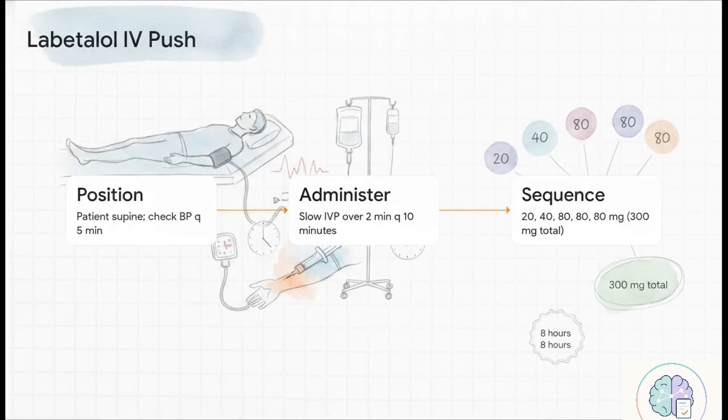Okay, let's dive into this highly specific labetalol IV push sequence. You really can't just push this randomly. First, the patient must be supine, and you need to check their blood pressure every 5 minutes. You administer each dose as a slow IV push over 2 minutes, spaced every 10 minutes. The sequence itself is rigid. You give 20 milligrams, then 40, then 80, then 80, and a final 80. That caps you out at a 300 milligram total limit. Once they're controlled, your maintenance dose is roughly the same total dose given every 8 hours.